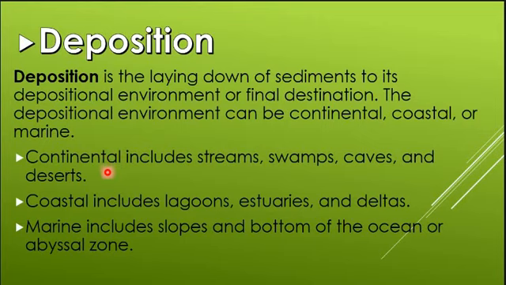Pag sinabi natin continental, definitely it includes streams, yung mga swamps, caves, and even mga desyerto. Pag sinabi naman natin coastal, kasama dito yung lagoons, mga estuaries, yung deltas. And kapag sinabi naman natin marine, it includes slopes and bottom of the ocean or mas kilala as abyssal zone. Ibig sabihin, ito na yung pinakamababa, pinakamalalim na area ng dagat, ng karagatan. That is abyssal zone.